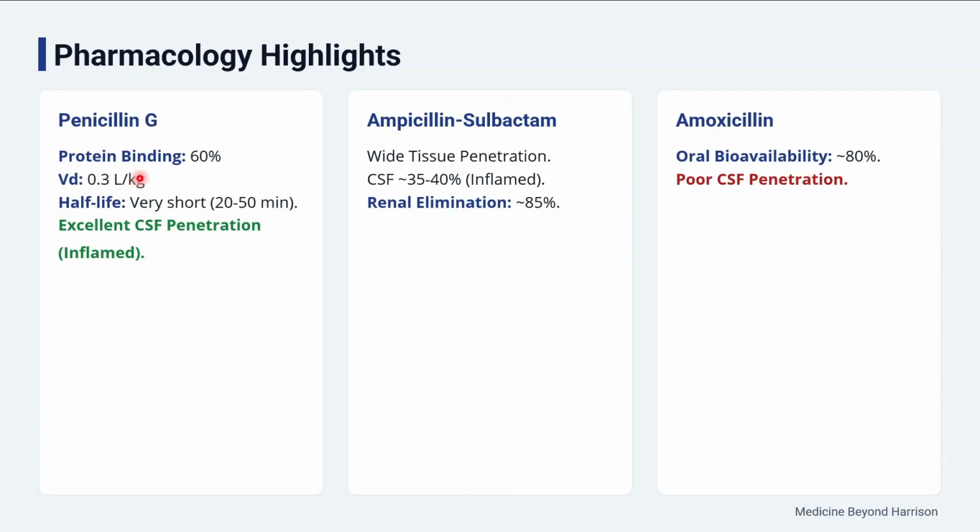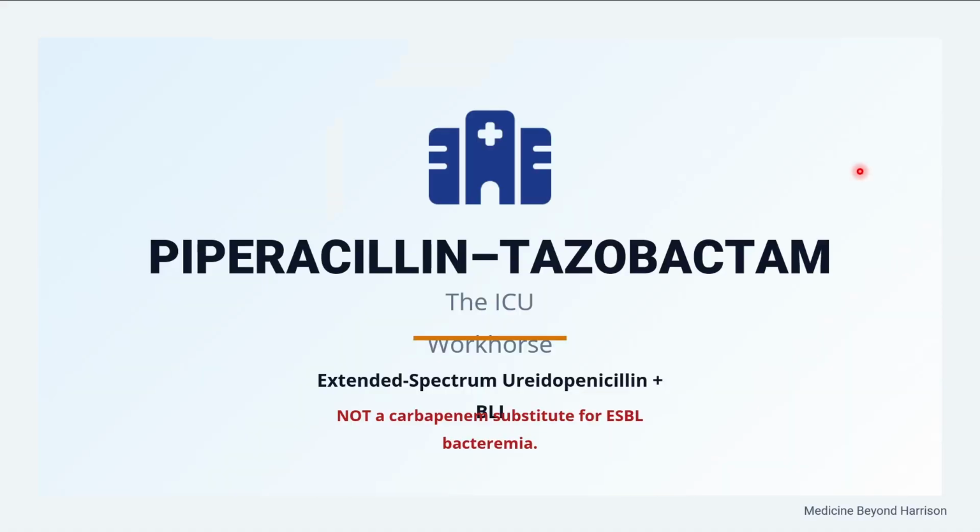So penicillin G protein binding is almost 60 percent with a volume of distribution of 0.3 liters per minute, which is pretty moderate, with a half life that is very short, only 20 to 50 minutes. With excellent CNS penetration when it is inflamed, it can again cause seizures due to this pharmacokinetic property. Ampicillin Sulbactam has wide penetration, CSF of 30 to 35%, 40 percent if inflamed. Renal elimination is almost 85 percent. Amoxicillin has CSF penetration but has a very good oral bioavailability of 80%.